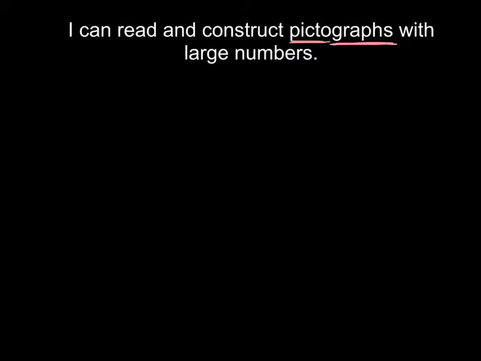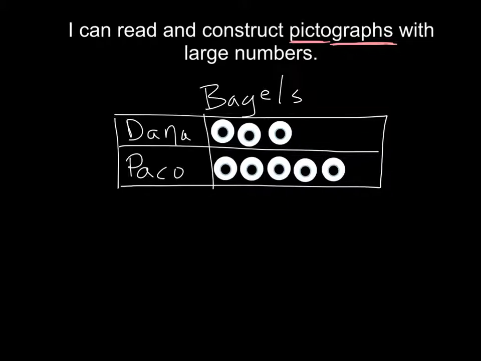Let's look at a graph about Dana and Paco. Here's a pictograph about the number of bagels, I can tell because that's the title of it, bagels, that Dana and Paco both have. If I were to look at this, I would think that Dana has 1, 2, 3 bagels, and Paco has 1, 2, 3, 4, 5 bagels. And the way this looks right now, I'm absolutely right. Dana has 3 bagels and Paco has 5 bagels.